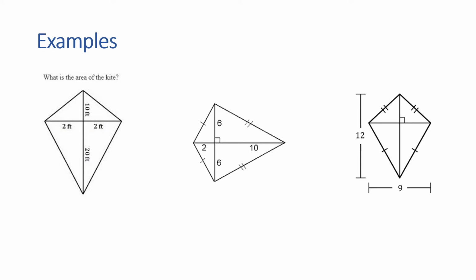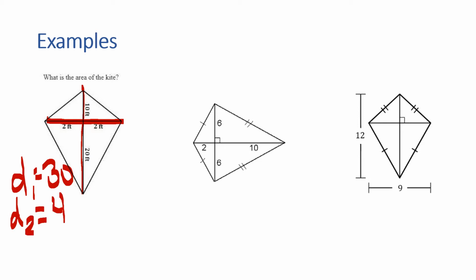The first kite we want to find the area of has diagonals split into 2 and 2, and then 10 feet and 20 feet. To find the diagonal from the vertex angles, diagonal 1 is equal to 10 plus 20, which is 30 feet. Diagonal 2, which is drawn from the non-vertex angles, is 2 plus 2, so diagonal 2 is going to be 4 feet.